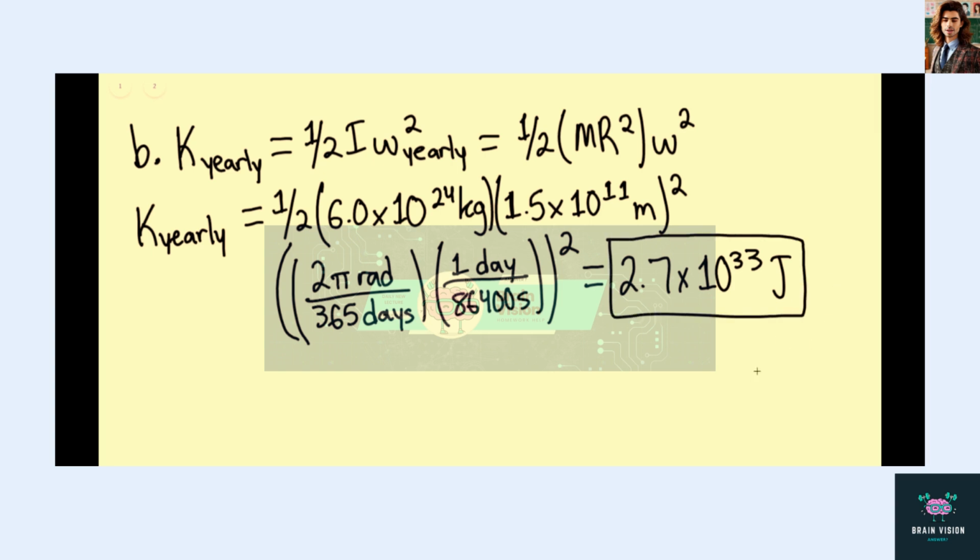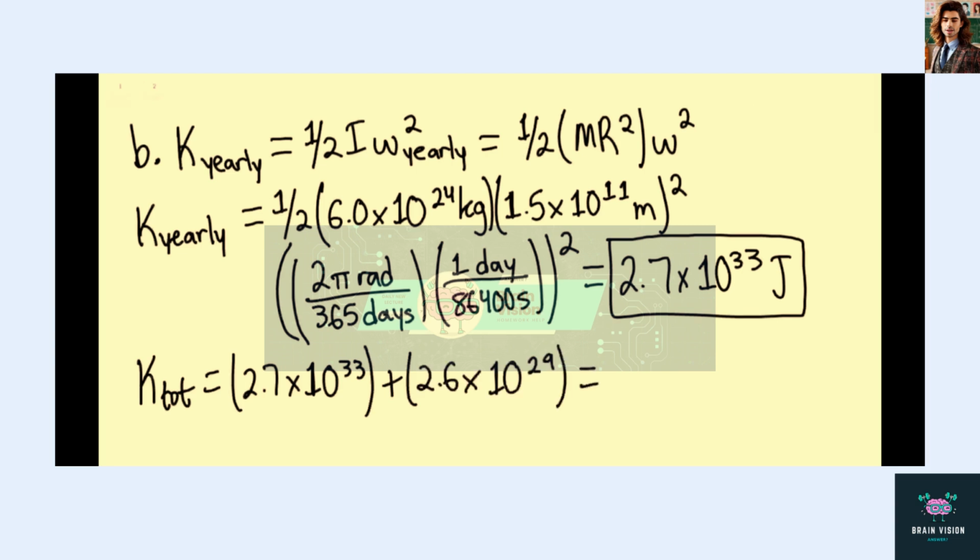The total kinetic energy would be equal to 2.7 times 10 to the 33rd plus 2.6 times 10 to the 29th. This is equaling, again, if we had to round, 2.7 times 10 to the 33rd joules.